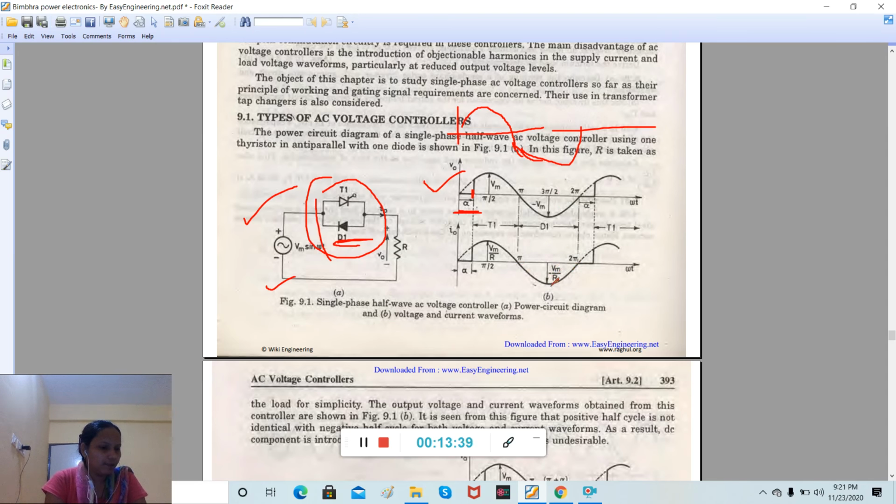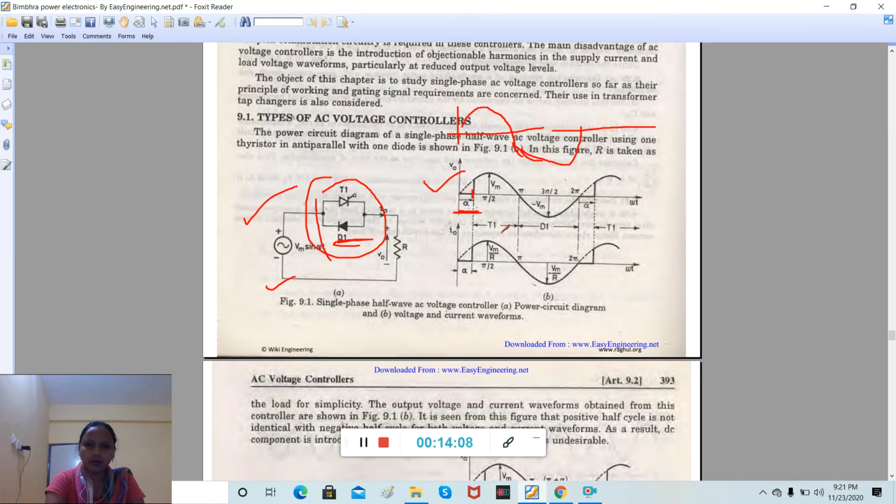It reveals that the positive half cycle is not identical with the negative half cycle. See, here the positive half cycle waveform is like this and the negative half cycle waveform is like this. They are not identical with each other. As a result, a DC component is introduced in the supply and load circuit, which is undesirable.